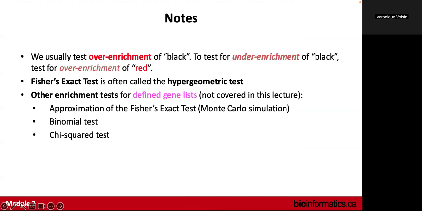So we have finished the gene list enrichment, and as a last note, we are looking for over-enrichment of pathways, but in rare cases, people are looking for under-enrichment of pathways, and it's possible to do it as well. And keep in mind when you are looking for enrichment tools that the Fisher's exact test is often called a hypergeometric test, and that other similar enrichment tests for gene lists are approximations of the Fisher's exact test, sometimes using Monte Carlo simulation, binomial test, or the chi-square test.